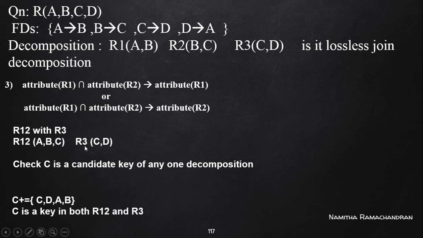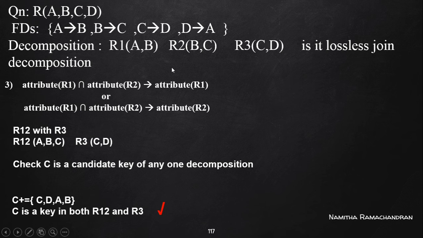But we can consider R3 also. In R3, we have attributes C and D. D is again present in the closure set of C. This indicates using the value of C, we can derive the values of D uniquely. That means C forms a candidate key in decomposition R3 also. So fortunately, C forms a candidate key for both relations. This is a valid case, and we can conclude that condition 3 is also valid here.